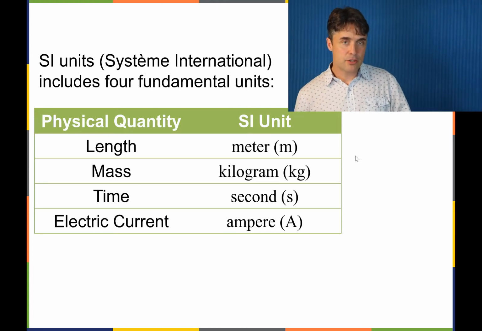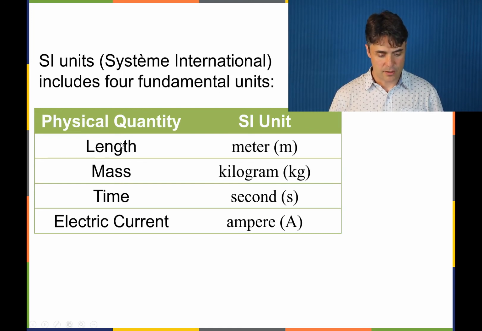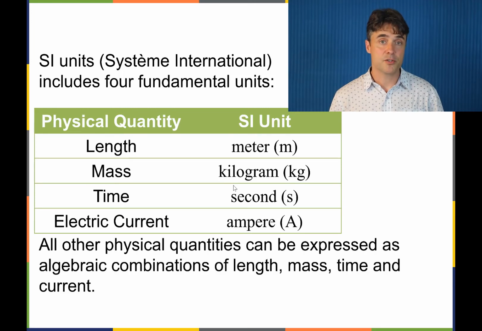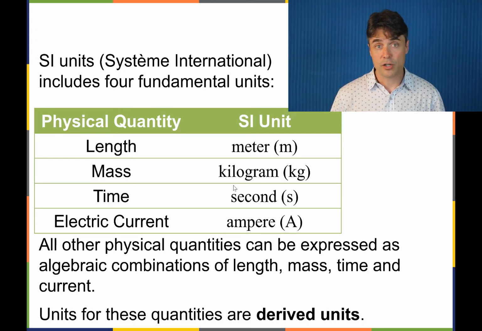This brings us to an accepted set of units used by almost all scientists on the planet called SI, which stands for the French phrase Système International. SI includes 4 fundamental units. Length is measured in meters, mass is measured in kilograms, time is measured in seconds, and electric current is measured in amperes. All other physical quantities can be expressed as algebraic combinations of length, mass, time, and current.